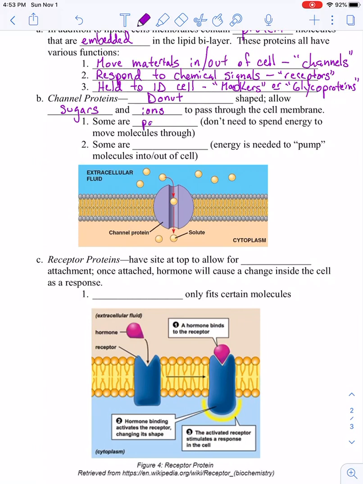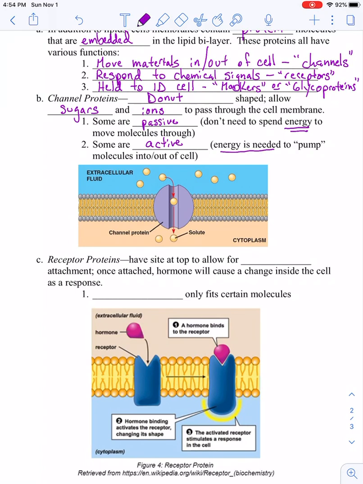Some are passive, meaning that they are essentially open for business. They let ions through whenever they want to come through, or sugar molecules to come through. They don't need any energy to work. Some channels are active, and that means that they do need energy to work. And if that's the case, we then call that channel protein a pump.